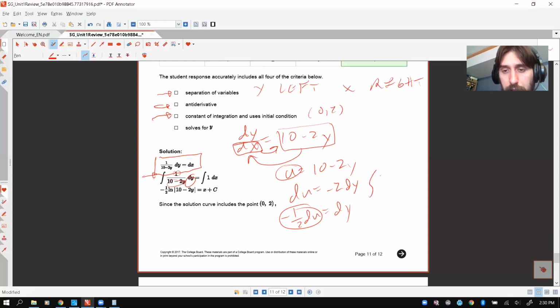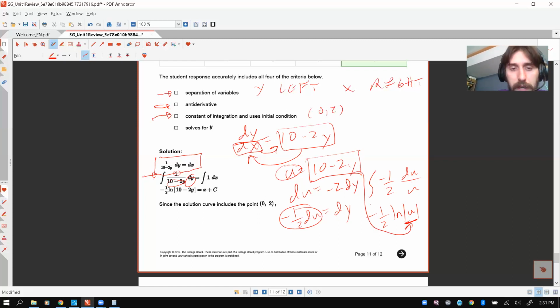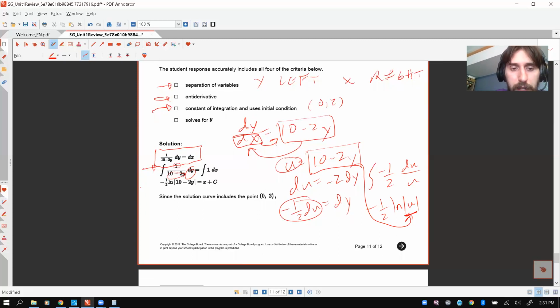So you'll get the integral of negative 1 over 2 of du over u. And the negative 1 over 2 could just move out in front. And the antiderivative of a variable in the denominator is just the natural log of that variable, or the natural log of the absolute value of that variable. And then if you substitute back in, u is 10 minus 2y. So we plug that back in, and you'll get this third line that they got here.